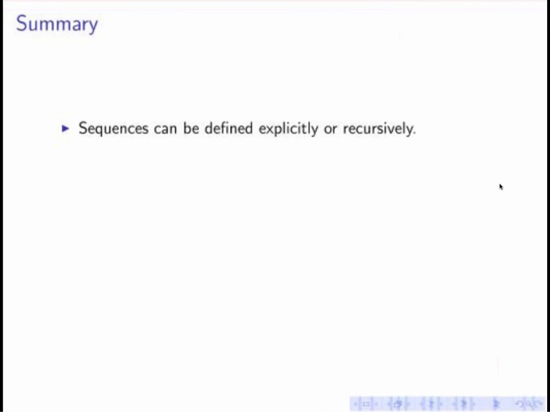So let me summarize. We found two ways to define sequences. One is an explicit way, where we write down an as something with n and n squared and e to the n or whatever. And we have a recursive way, where we define an by previous elements, an minus 1, an minus 2. Now we also found that they have very interesting behavior. And the few we have seen here, there might be more.